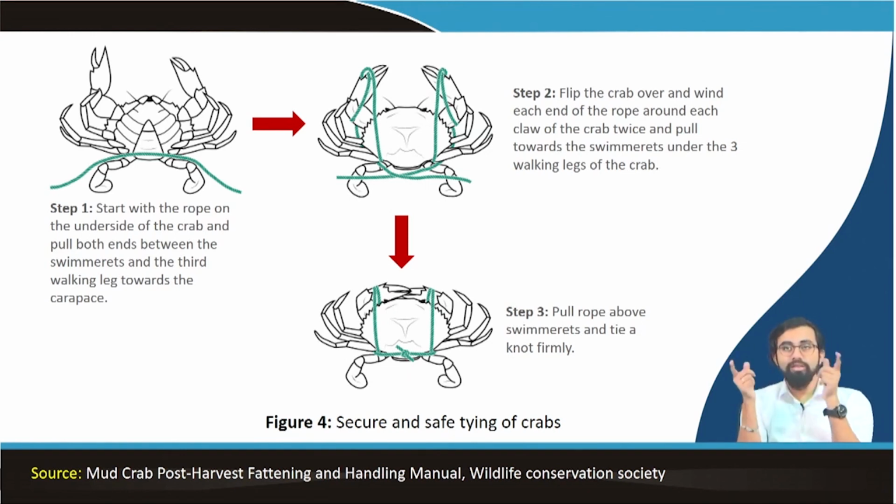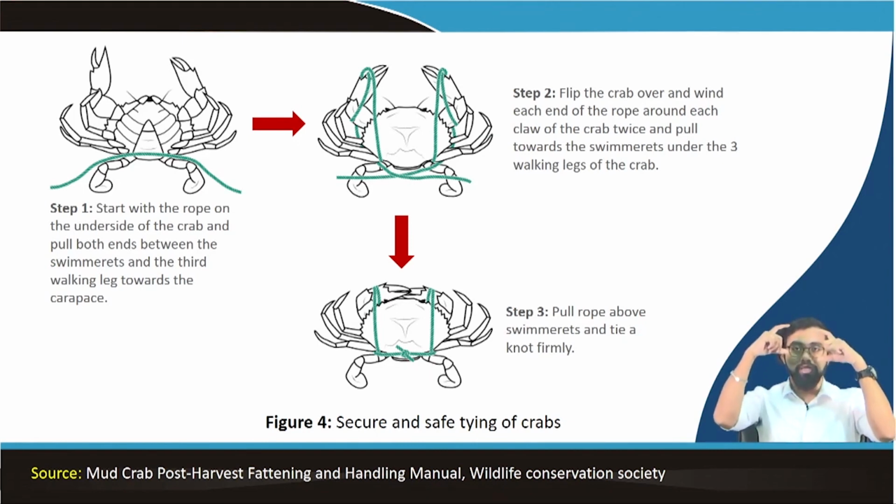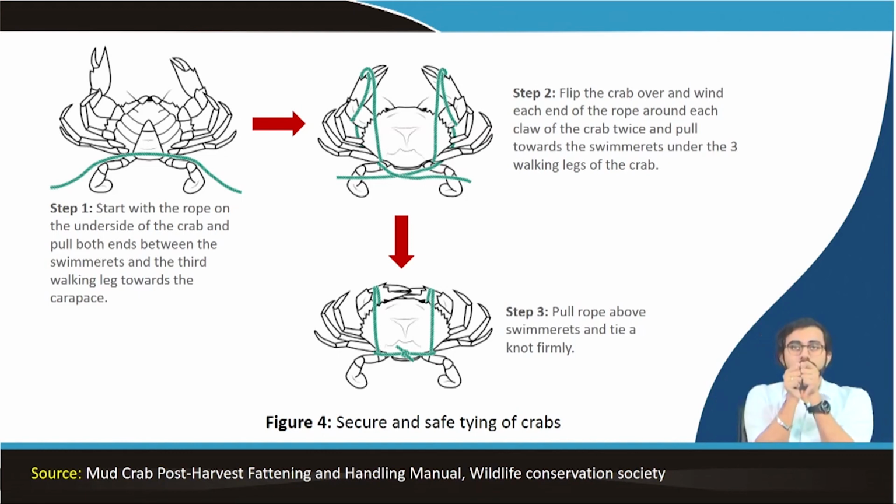Next, we will flip the crab over to the other side. Now, we will wind each end of the rope around each claw of the crab, one or two times, both of its claws, and then we will pull it towards the swimmerets under the third walking leg of the crab. Okay. Just look at the third picture now. So, now we will pull the rope above the swimmerets and tie the knot firmly at the bottom. Okay. So, this way we normally go for the secure tying of crabs.